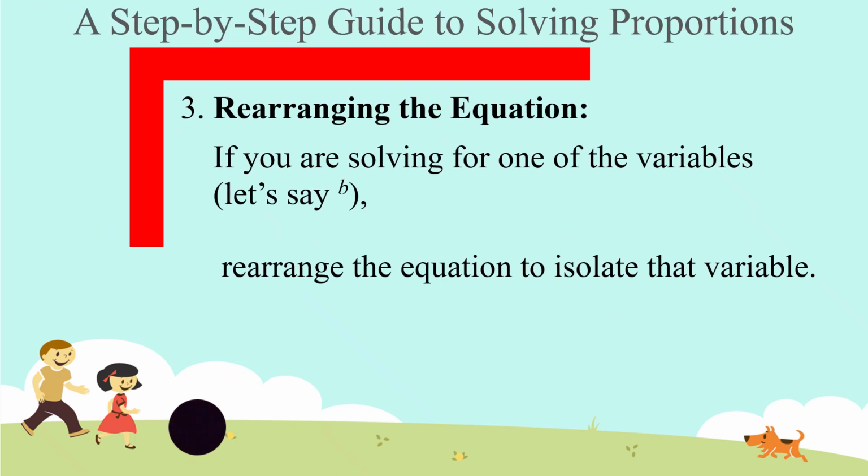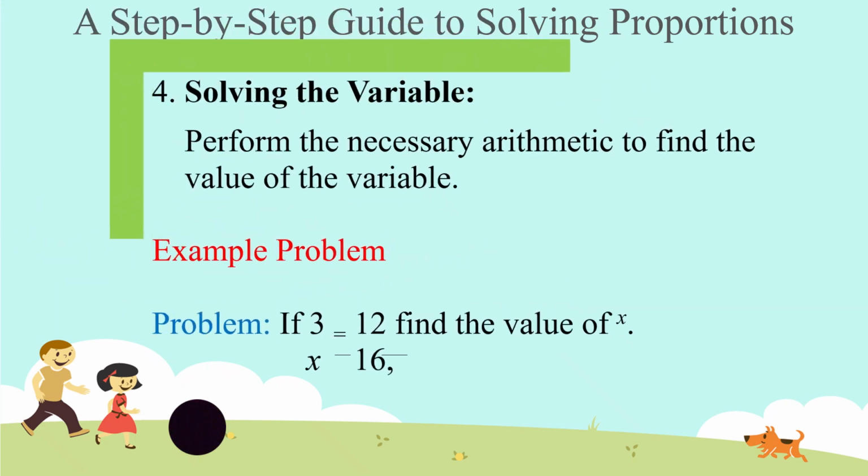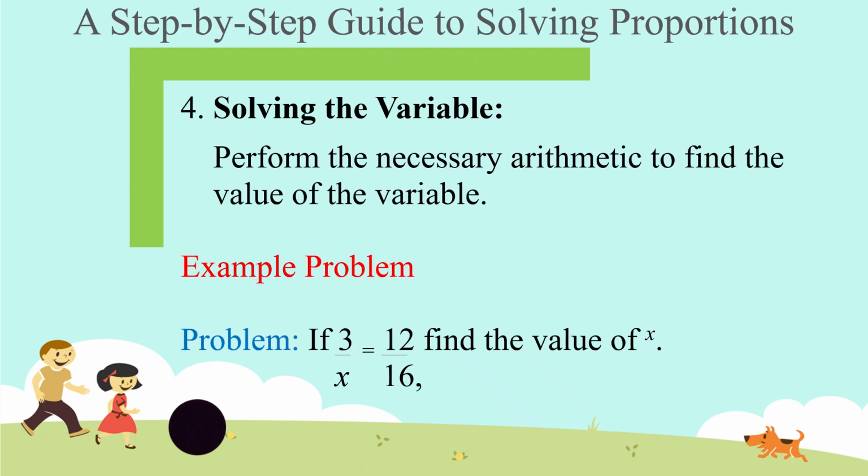3. Rearranging the equation. If you are solving for one of the variables, let's say B, rearrange the equation to isolate that variable. 4. Solving the variable. Perform the necessary arithmetic to find the value of the variable. Example problem. If 3 divided by x equals 12 divided by 16, find the value of x.